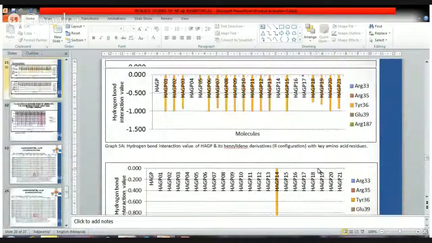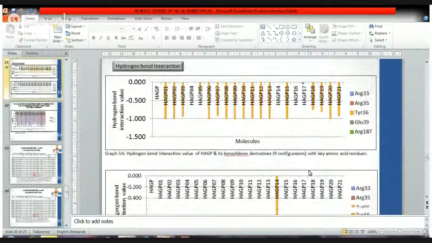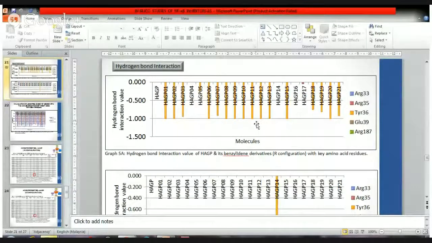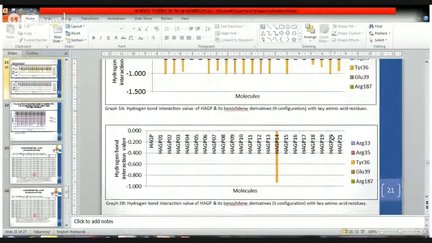And the last type of interaction is hydrogen bond interaction, which can be seen clearly for both R and S configurations. Basically, the hydrogen bond interactions are formed with the tyrosine 36 residue. For the R configuration, the significant hydrogen bond interaction can be seen with HAGP01, 02, 06, 08, 09 till HAGP15, where they show the most significant hydrogen bond interaction, while the others show a moderate hydrogen bond interaction with tyrosine 36. While for the S configuration, only HAGP14 is known to show the most significant hydrogen bond interaction with tyrosine 36.